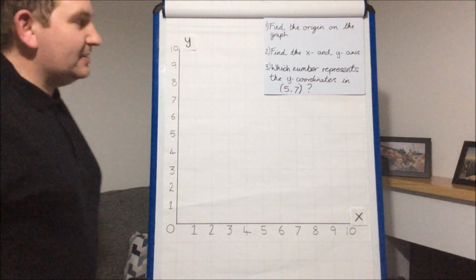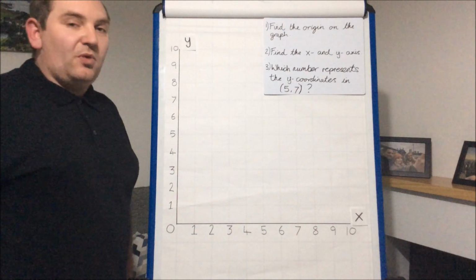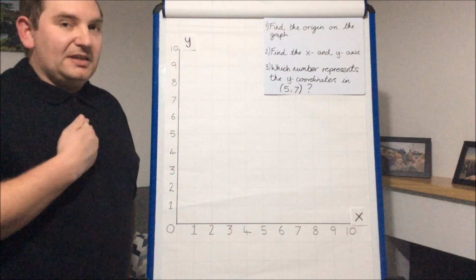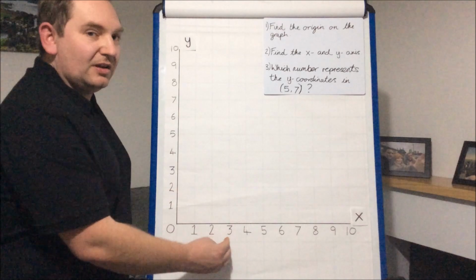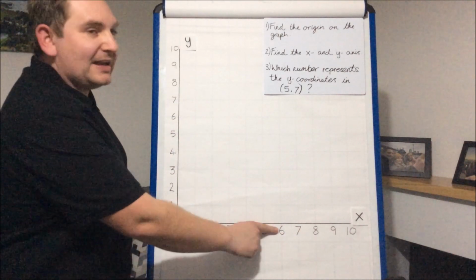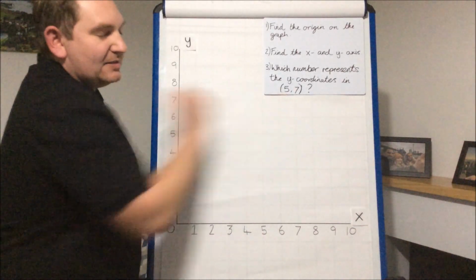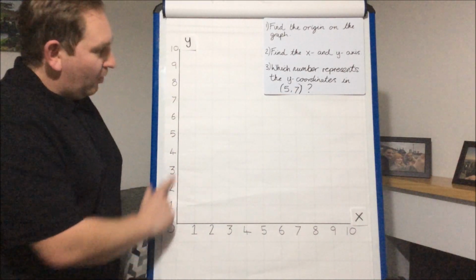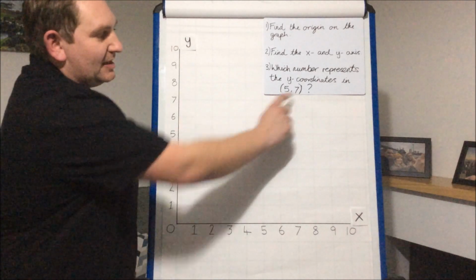As for the third question, which number represents the y coordinates, I always like to think along the corridor, up the stairs. So the x coordinate at the x-axis represents that first number 5, and then the y-axis represents the 7.